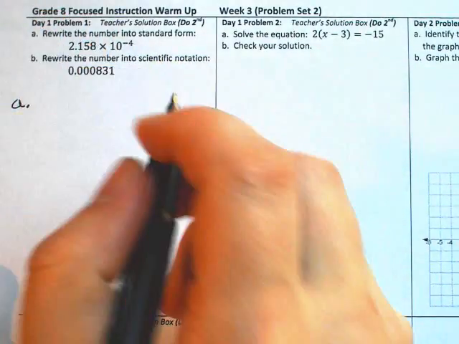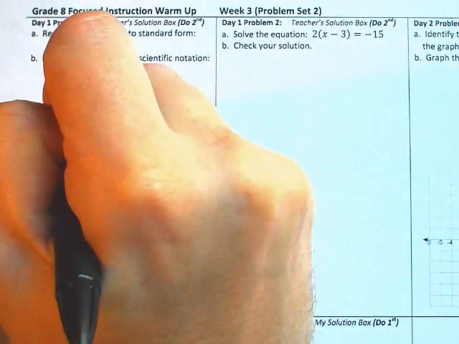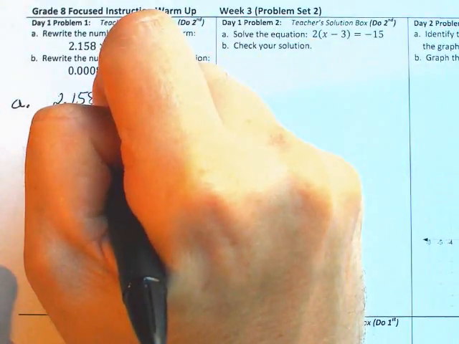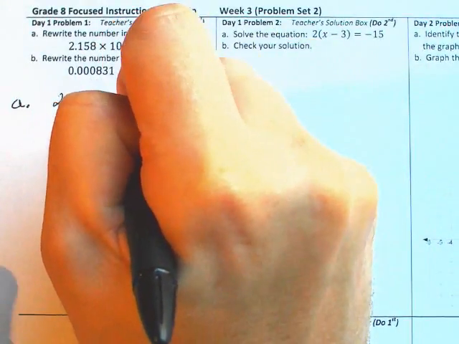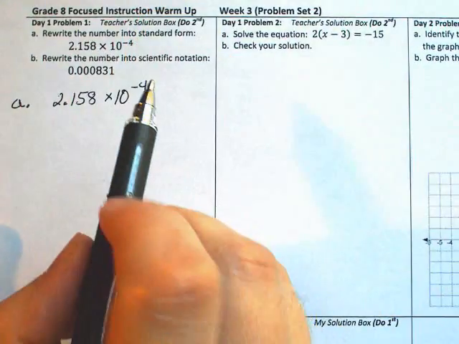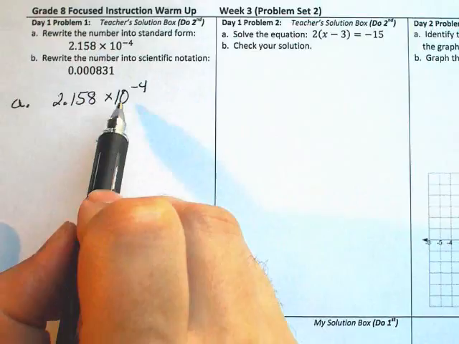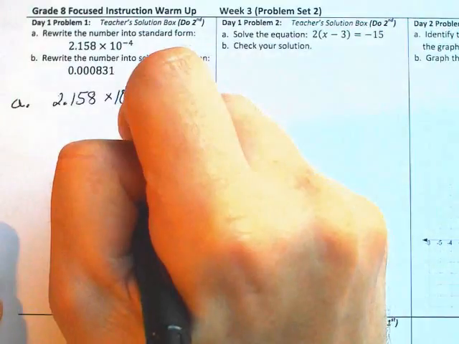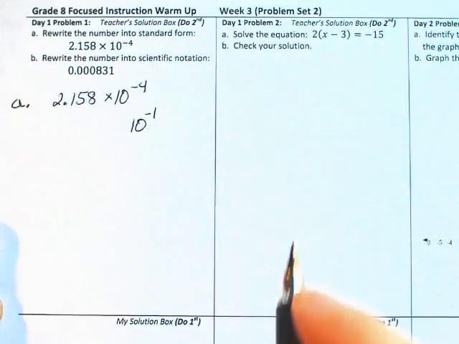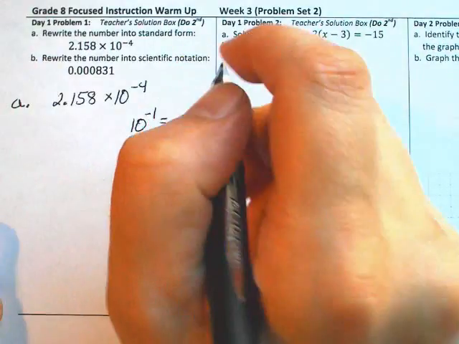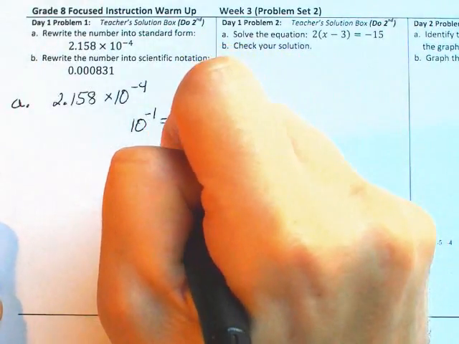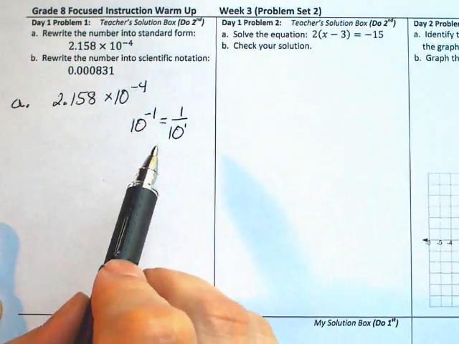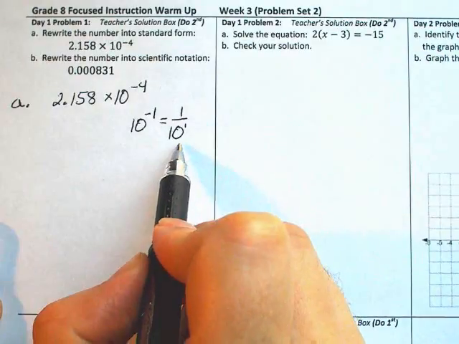And so how I'm going to do this is by first writing the problem down again, 2.158. And now the scientific notation part is the times 10 to the -4. Now, to do this problem, we need to realize what a negative exponent means. So just as an aside, if we had 10 to the -1 power, the meaning of that is the fraction 1 over 10 to the first power, or 1/10. 10 to the -1 power is another way of writing the fraction 1/10.